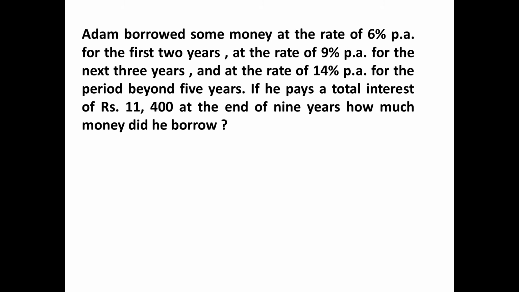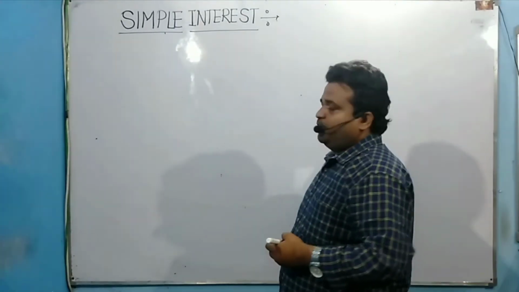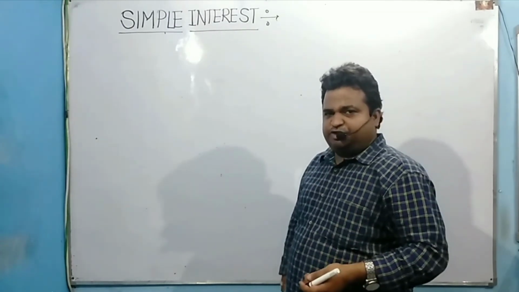Next question is Adam, a person name. Adam borrowed some money at a rate of 6% per annum for the first 2 years, at the rate of 9% per annum for the next 3 years, and at a rate of 14% per annum for the period beyond 5 years. If he pays a total interest of rupees 11,400 at the end of the 9 years, how much money did he borrow? Now, what is the question? What are the values given in the question?